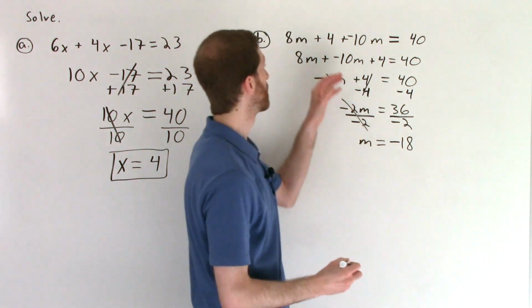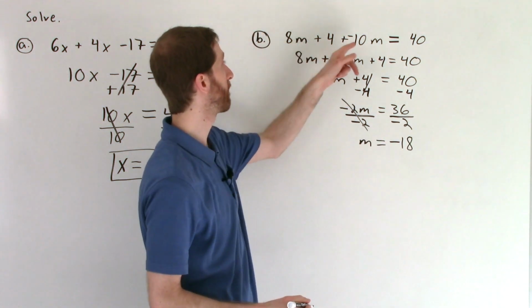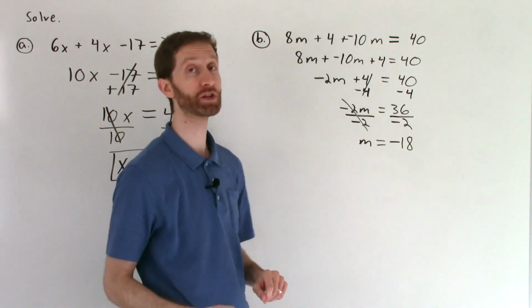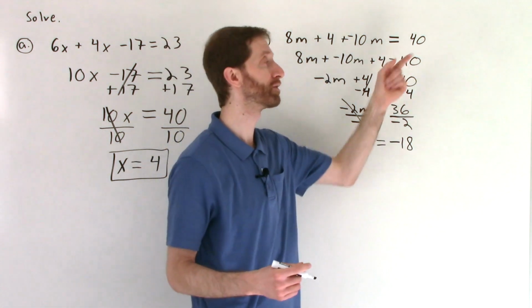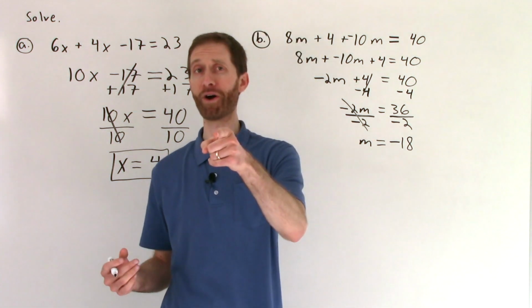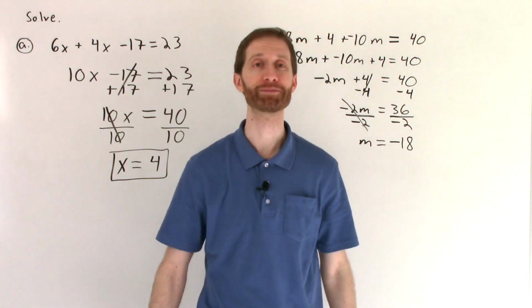And of course, if you plug your negative 18 into the m values and simplify everything out, guess what you'll get? A final answer of 40 and a check that says you are right. Great problems. Love them.